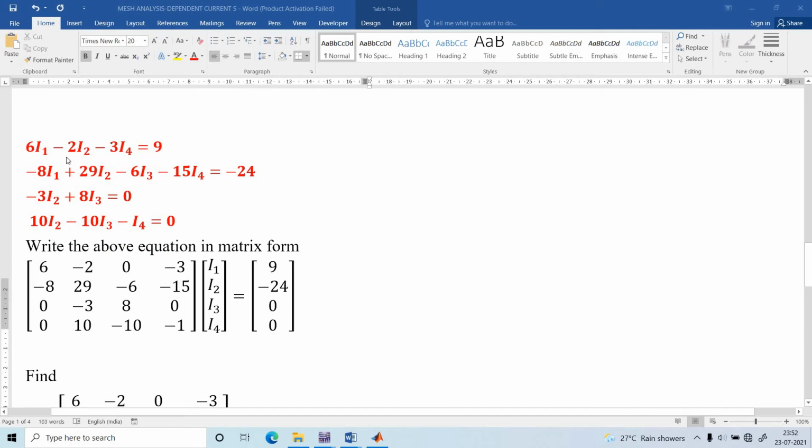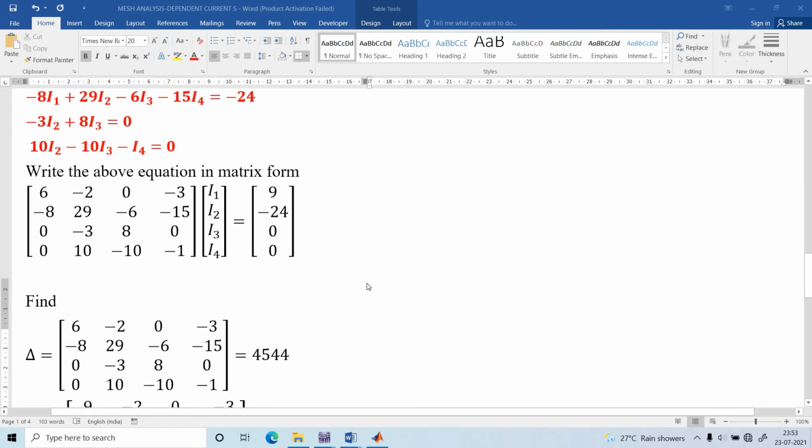I am going to write in the matrix form. So 6, minus 2, there is no I3 here, put 0, minus 3. Then minus 8, 29, minus 6, minus 15. 0, there is no I1, minus 3, 8, there is no I4, 0. Then there is no I1, 0, 10, minus 10, minus 1. Put the 4 currents I1, I2, I3 and I4. Here put the values of voltages 9, minus 24, 0, 0.